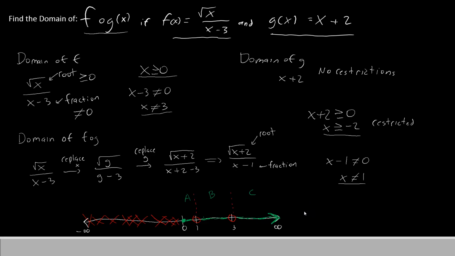There we are. So to write the domain, we look at region A. It goes from 0 to 1. Union, region B, goes from 1 to 3. Region C goes from 3 to infinity. Now, since we include 0, we place a bracket, but we do not include 1, we do not include 3, and infinity isn't a real number, so that's always parentheses. And there we go. Here's our domain. 0 to 1, union 1 to 3, union 3 to infinity.